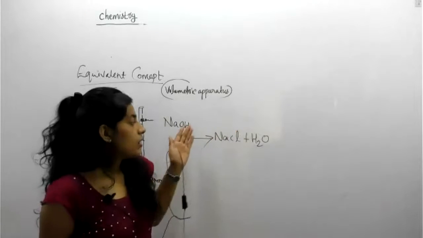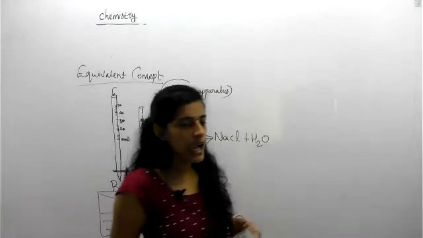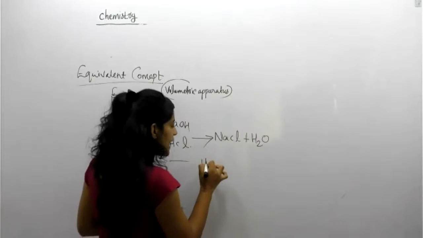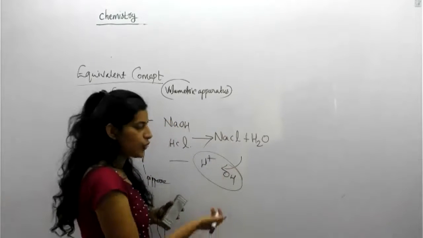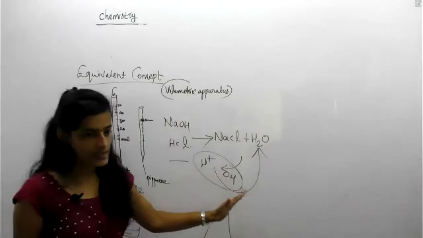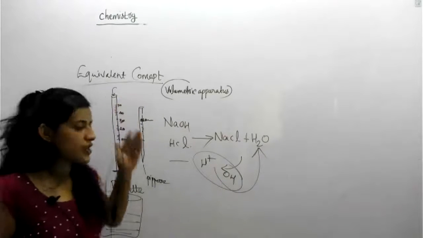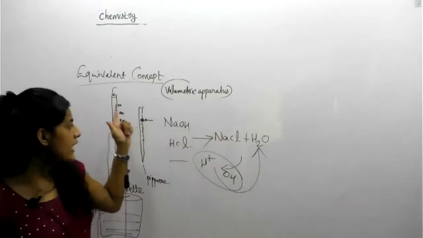Okay, so what does neutralization mean? As much H plus as there is, that much OH minus will be generated. These completely combine together and form water. That reaction is called what? Neutralization reaction. Suppose we are conducting a neutralization reaction with an acid and a base like NaOH and HCl, we can use this setup.